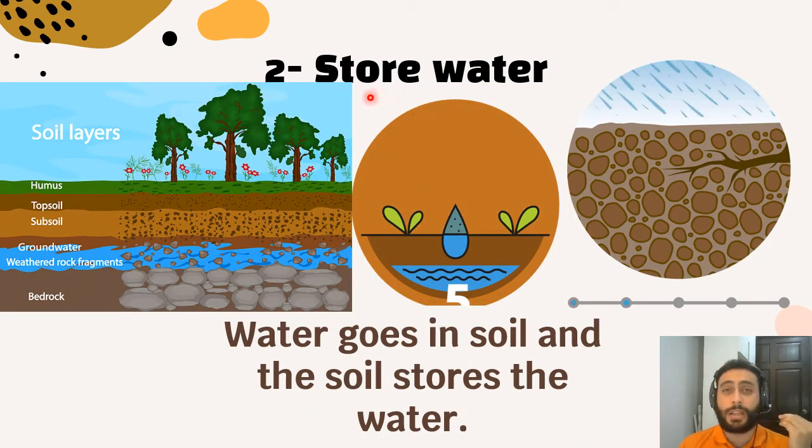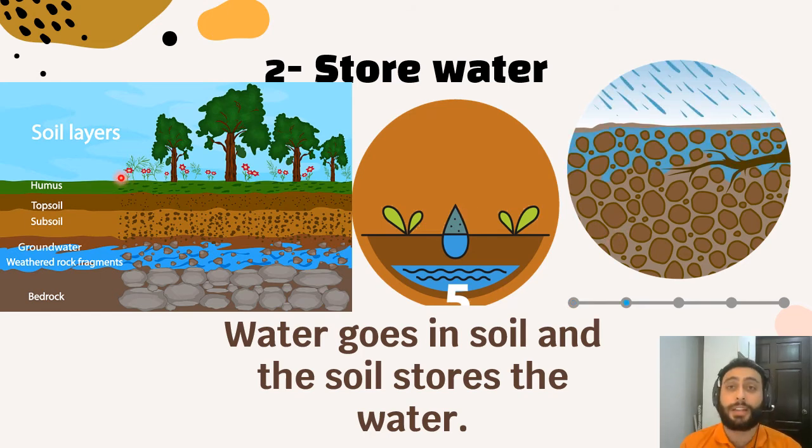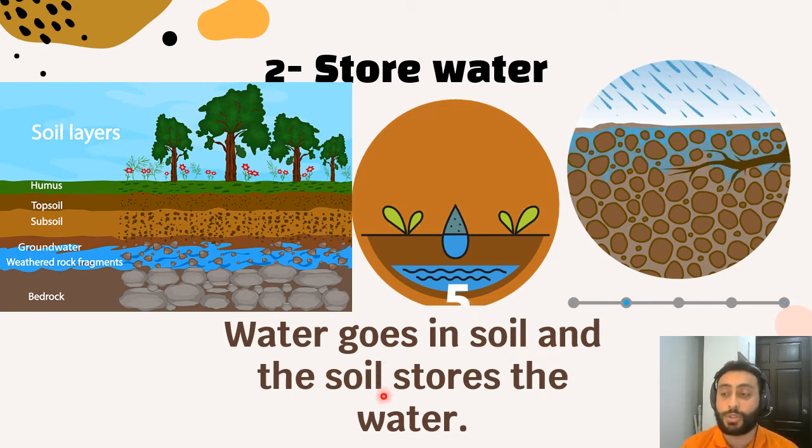Now, soil stores water. What does that mean? Sometimes when it rains, let's say not on the road, okay? Let's say in the jungle, the water goes in, it sinks in the soil. It goes down under. Some of it is used by plants, and some of it goes super low and goes to ground water areas like these. So, in some places, if you dig, you will get to water, right? That's so cool. So, water goes in soil, and the soil stores the water.